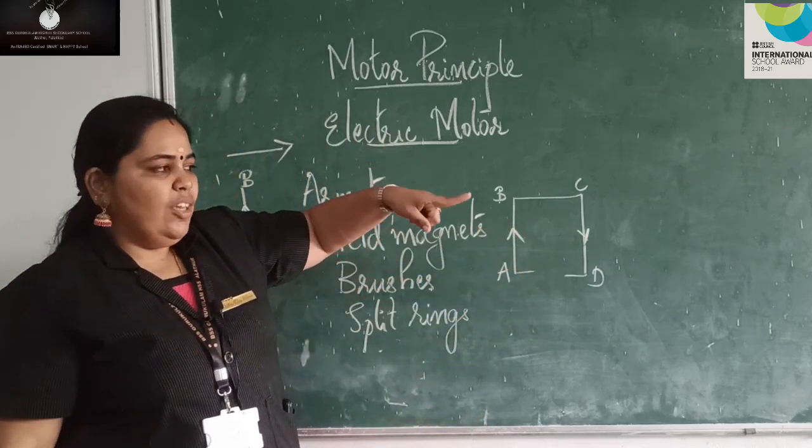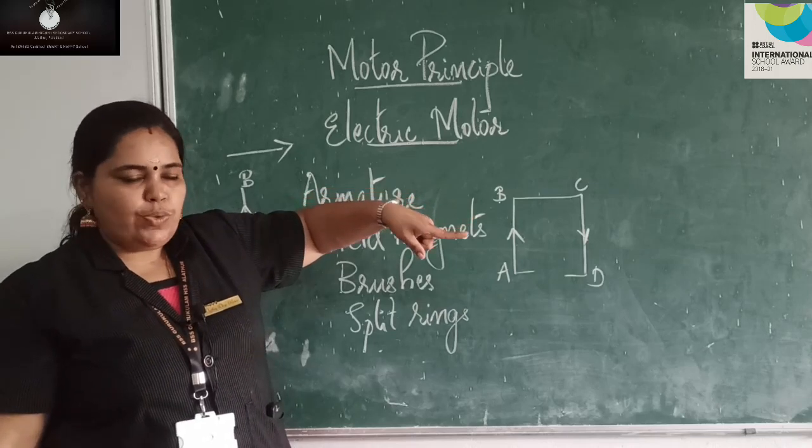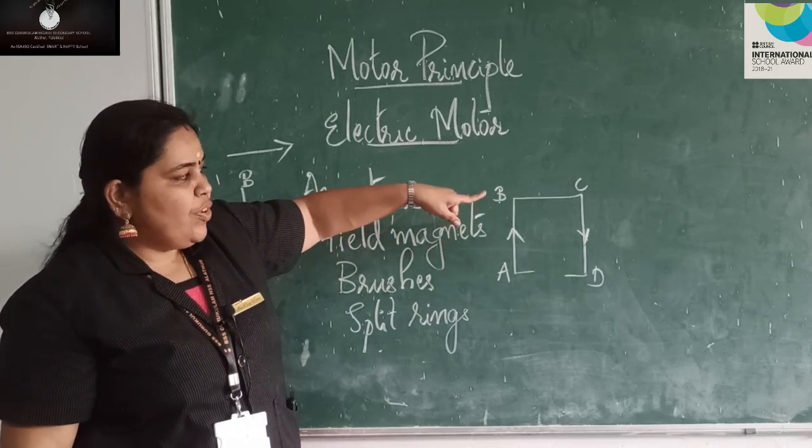Now take the case of CD. Here again the magnetic field is moving in this direction, north to south. Here current is moving from C to D.